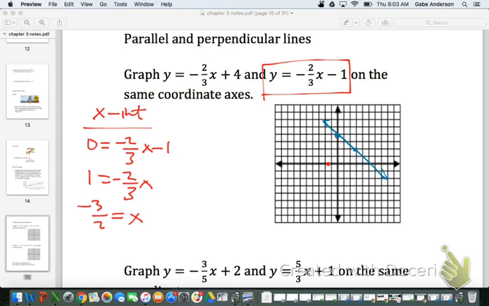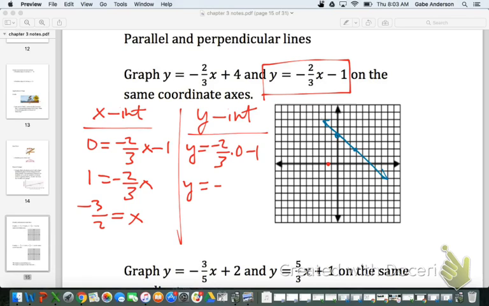And then I think we're going to find the y-intercept to be a bit easier. To find the y-intercept, I plug a 0 in for x. Handy facts. So -2/3 times 0 minus 1. Anything times 0 is 0. So my y-intercept is -1. So -1 for a y-intercept is roughly there. So if I connect those 2 points with a somewhat straight line, what appears to be going on here with these two lines?